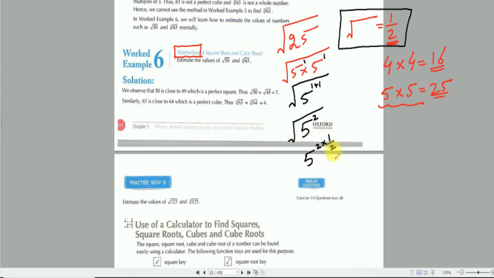So if you simplify this, this 2 will cut out by this 2 and you will get 5, which is also equal to 5. So the square root of 25 is equal to 5. Got it? Yes. Okay. What if 26 is given to you?